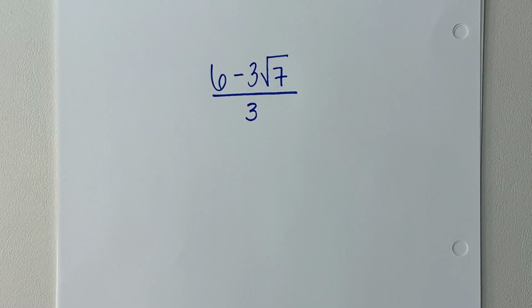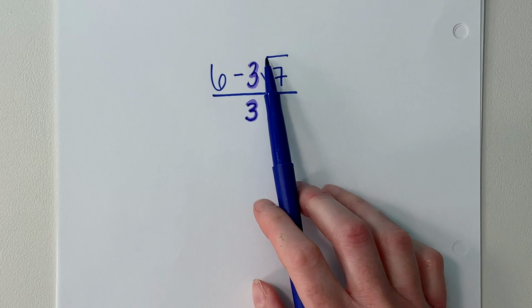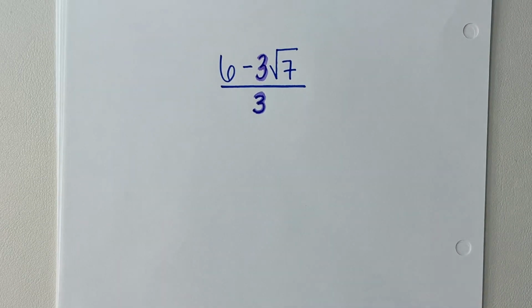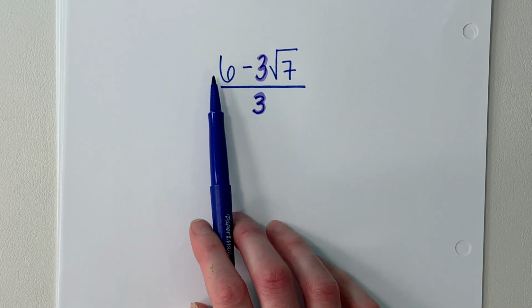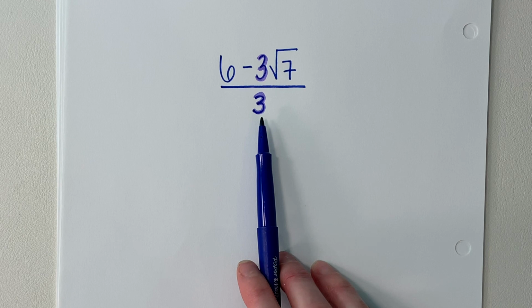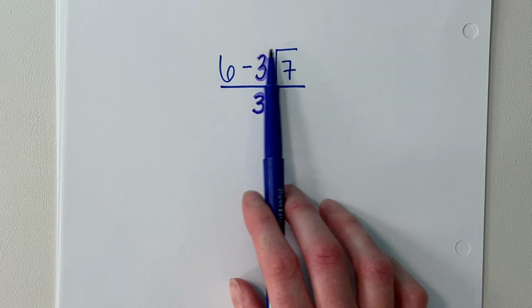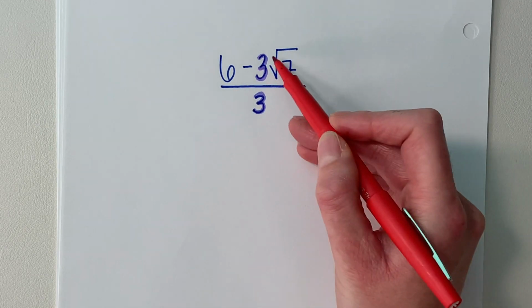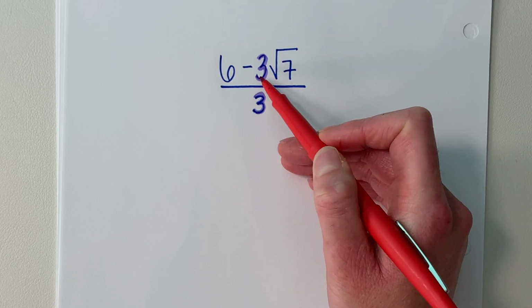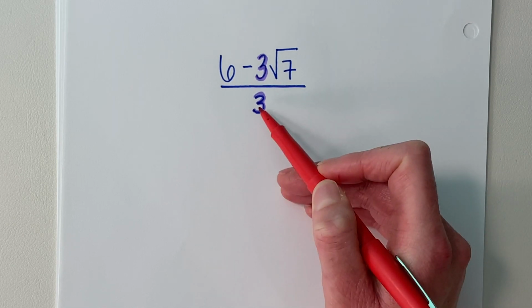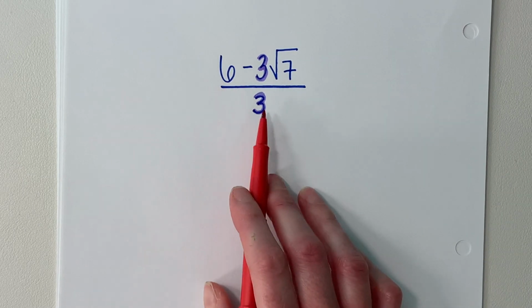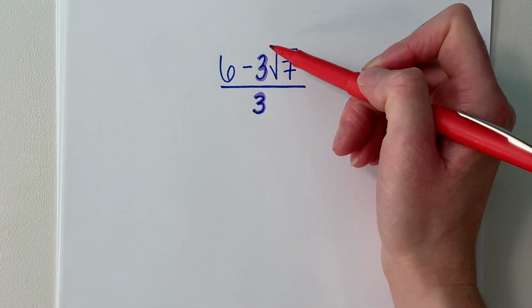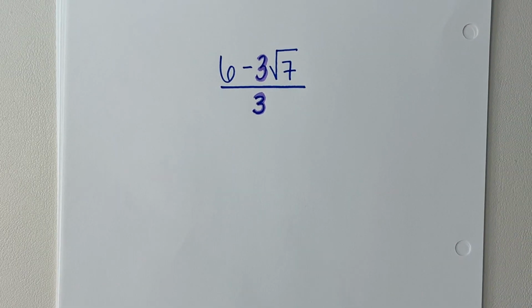Another very tempting mistake is that someone will want to cancel these 3's, but we cannot do that. The reason is because we have to recognize that we have 2 terms here. We need to divide the 6 by the 3, and we also need to divide the 3 square root of 7 by 3. If we were to cancel these 3's, we have divided the 3 radical 7 by 3, but we've totally discounted the fact that we also need to divide the 6 by the 3. So please do not cancel these 3's at this point here.